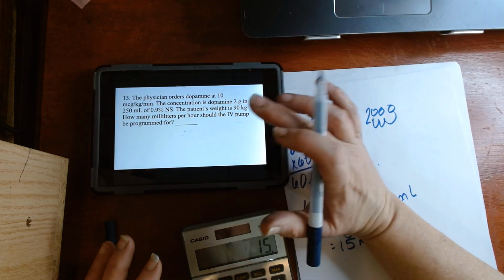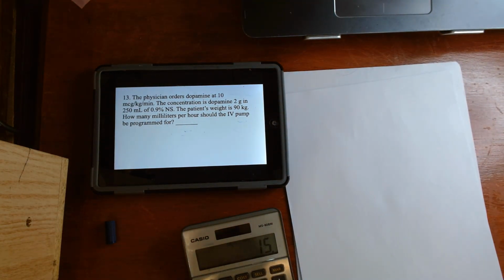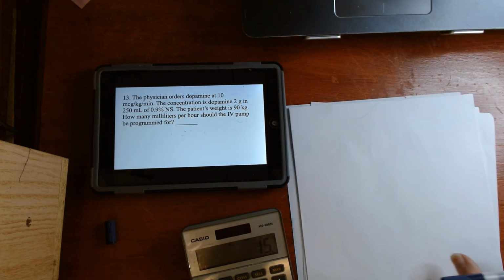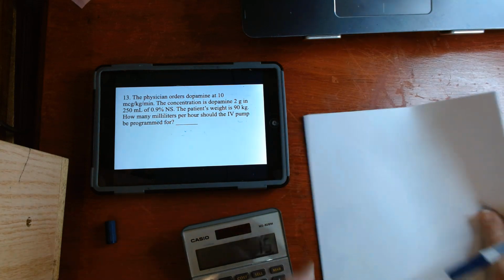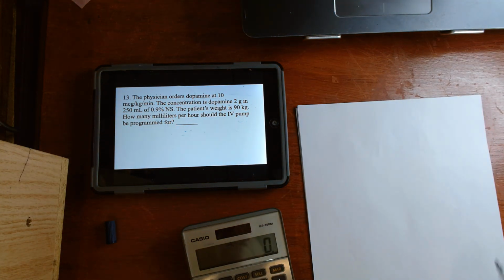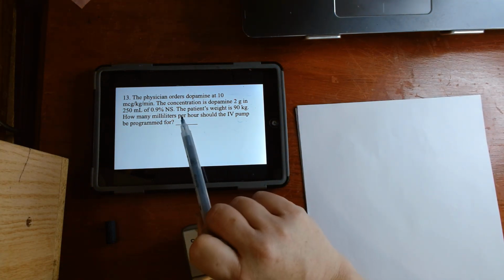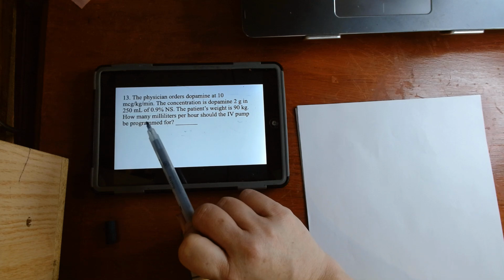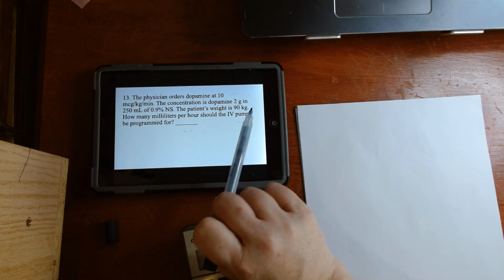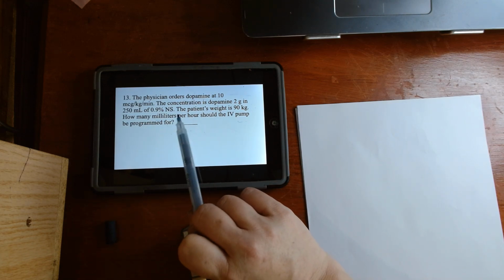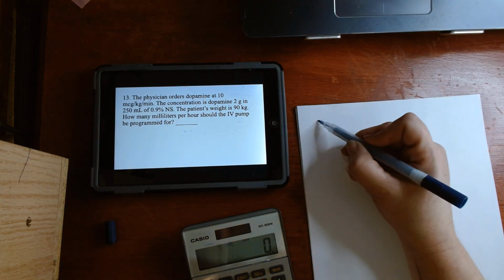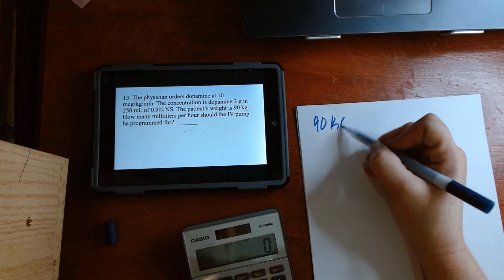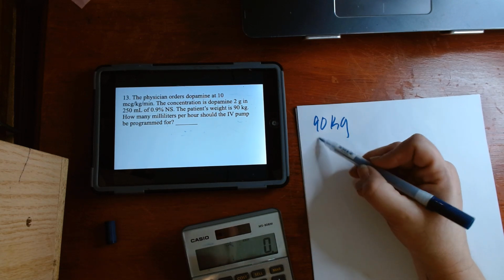All right. Okay. By the time I'm finished with you, you're going to be like, bring me that dobutamine, Ethel. Sit down here, let me show you how it's done. The physician orders dopamine 10 micrograms per kilogram. The concentration is 2 grams and 250. The patient weighs 90 pounds. What you gonna do? We got to do 90. I mean, you got to start with the weight right out the gate.